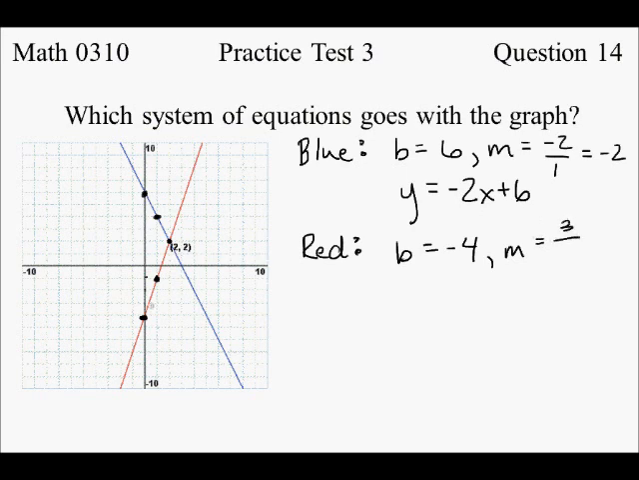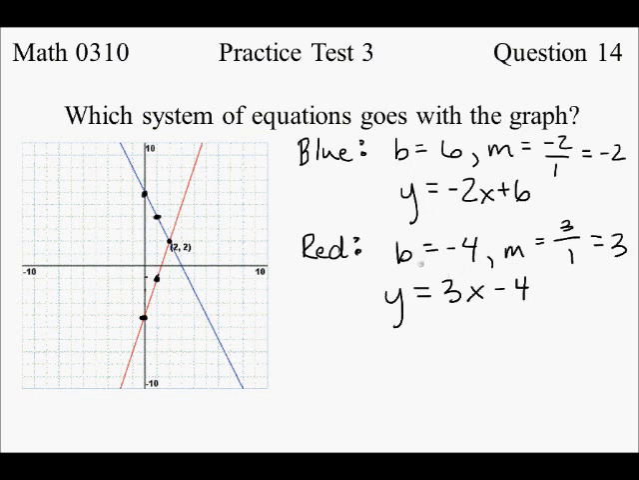And then over just 1 unit is going to give us a run of 1. And 3 over 1 is the same as 3, so our slope there is 3. So in slope-intercept form, the equation for the red line would be y equals 3x minus 4, because we have a slope of 3 and a y-intercept of negative 4.